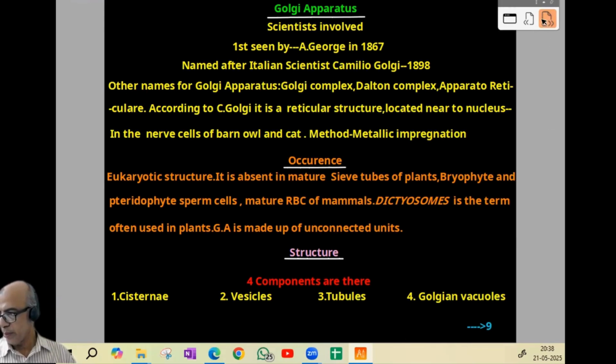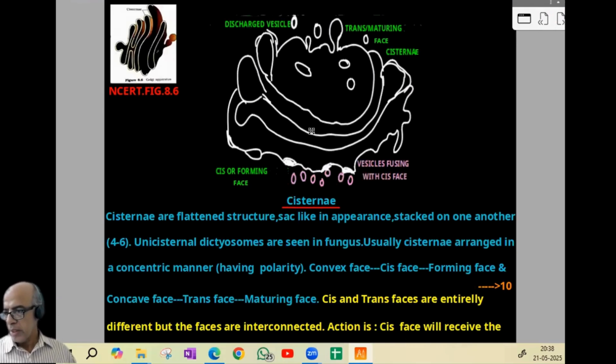We can proceed to the next page. So diagram drawn, you can easily find the labeled structures. Left diagram is the NCERT diagram. Now comes cisternae. Cisternae are flattened, sac-like structures, stacked one above the other. 4 to 6 layers can be seen, normally 4 to 6 in number. Unicisternal dictyosomes are seen in fungus. Usually cisternae are arranged in a concentric manner.